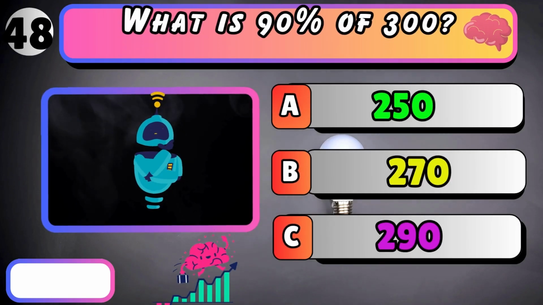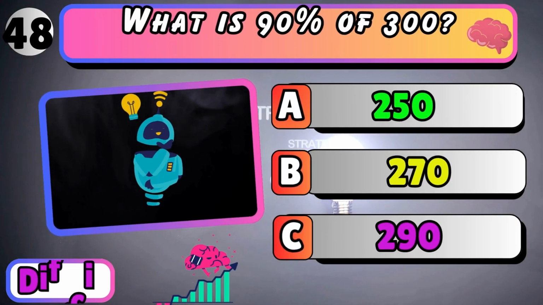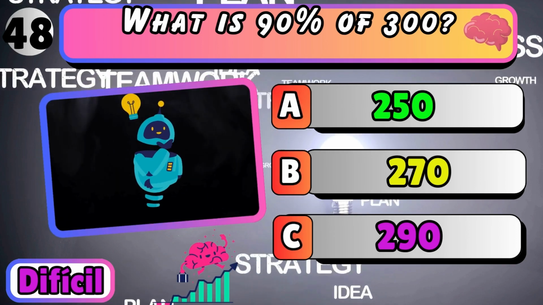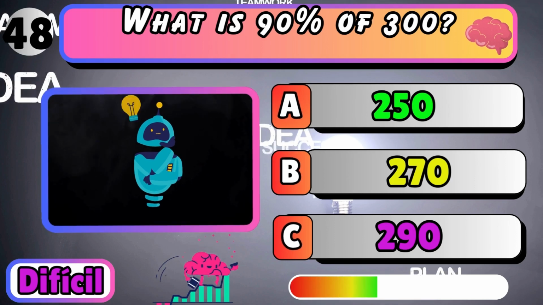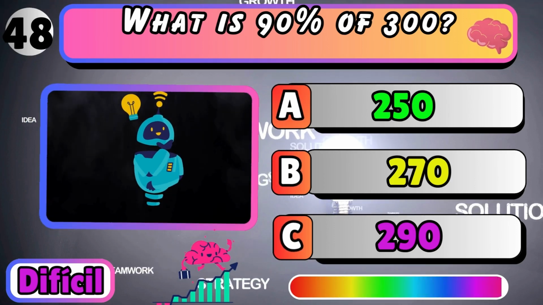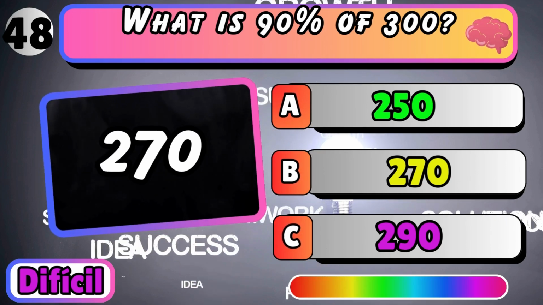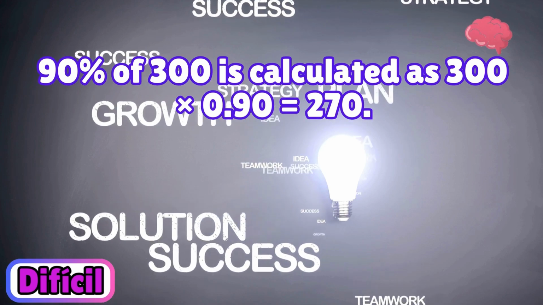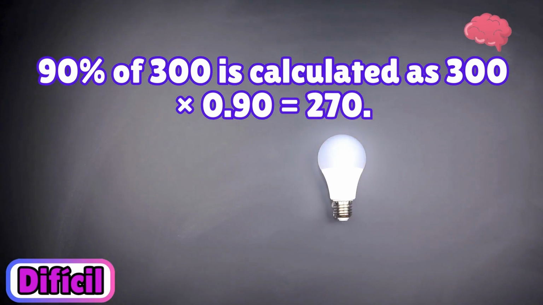What is 90% of 300? 250, 270, or 290? 270. 90% of 300 is calculated as 300 times 0.90, which is equal to 270.